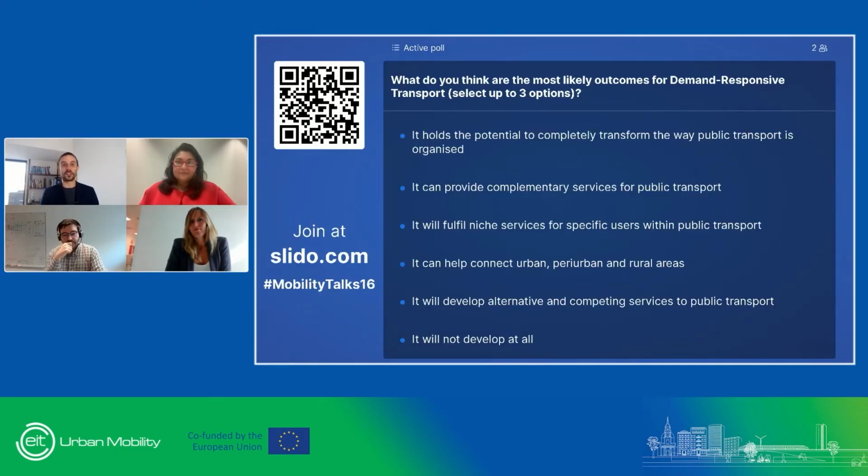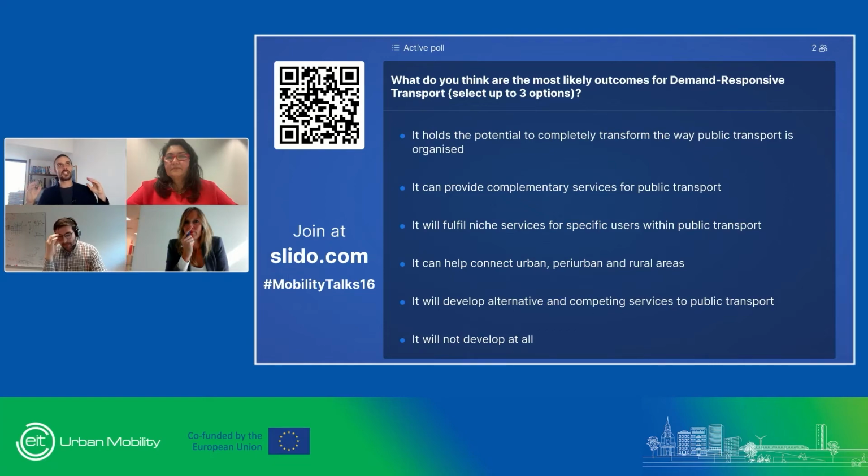Okay, brilliant. Well, let's hear what you think out there in the audience. We can put up the last poll. What do you think are the most likely outcomes for demand responsive transport? Will it hold the potential to completely transform the way public transport is organized? It can provide complementary services for public transport. It will fulfill niche services for specific users within public transport. It can help connect urban, peri-urban, and rural areas. It will develop alternative and competing services to public transport, or it will not develop at all. You have up to three options that you can pick. And we'll be looking at the results a little bit later.